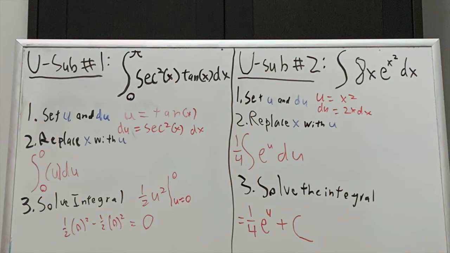So u is x squared, and du will be 2x dx. So you want to replace x with u, and when you do that, you have to factor out the constant. So constants take out, so 1/4 integral of e to the u du. The third step is you just want to solve the integral, which is a pretty easy integral to solve since e to the u is just itself as its integral, and then don't forget plus c.